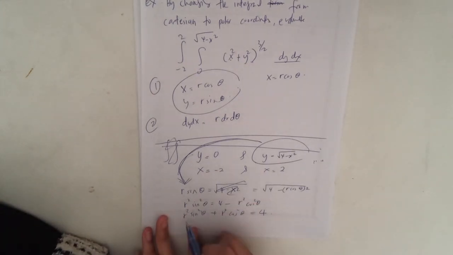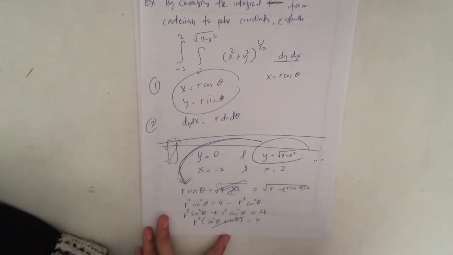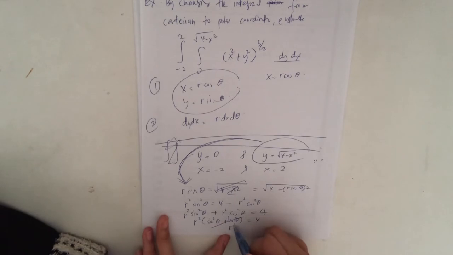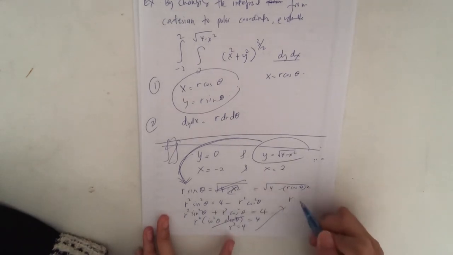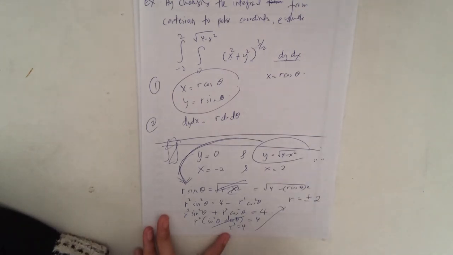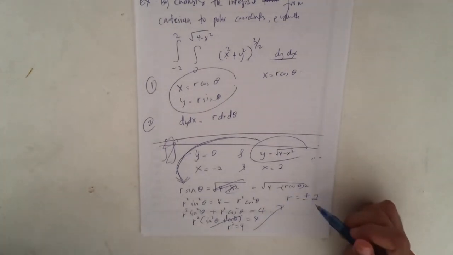Then both have r square, so I factorize r square. Inside here I am left with sine square theta plus cos square theta, equal to 4. And we know that sine square theta plus cos square theta is equivalent to 1, the trigonometric identity. So we have r square equal to 4. When you move the power 2, it will be square root of 4, which leads to two answers, positive and negative. So you have r equal to plus minus 2.